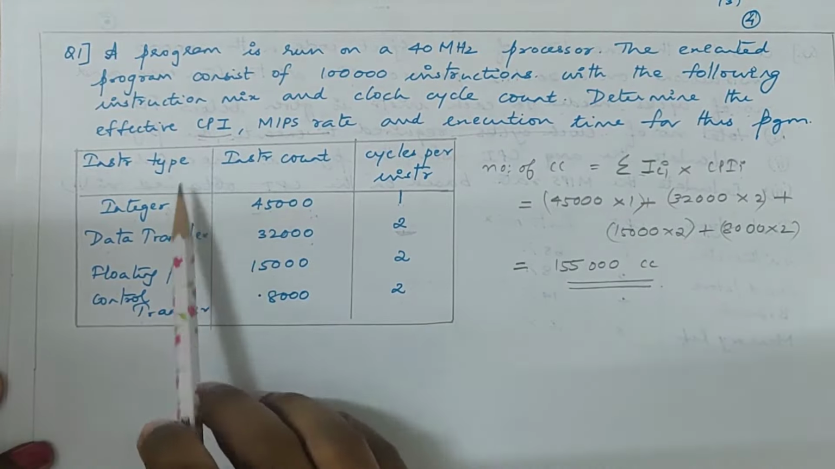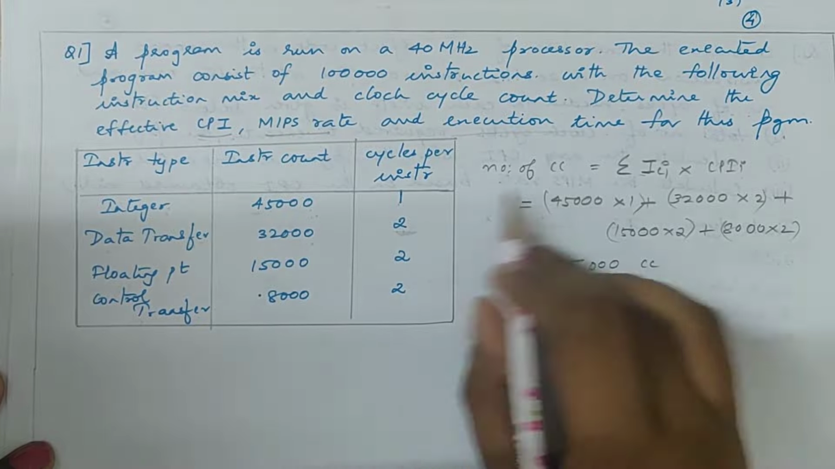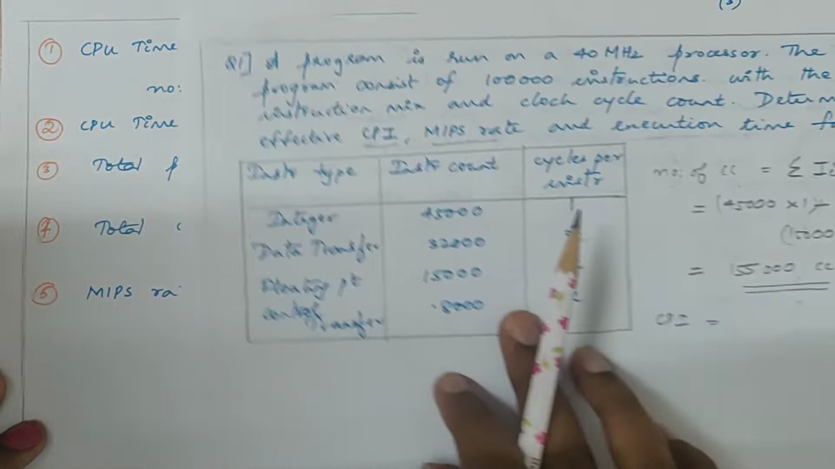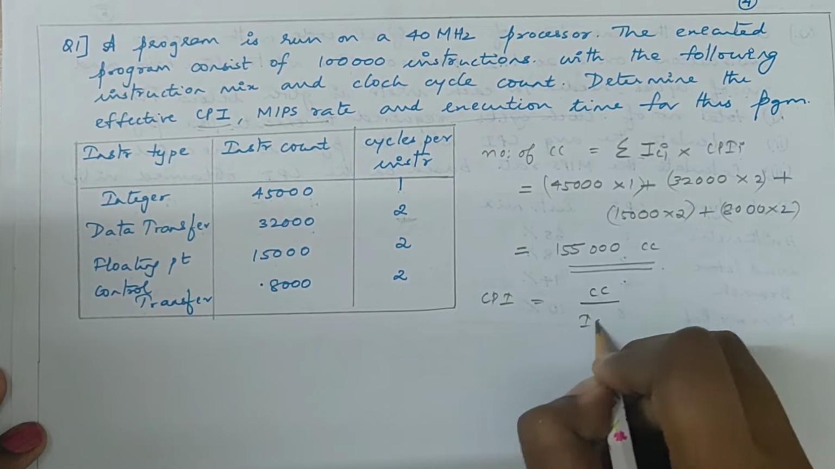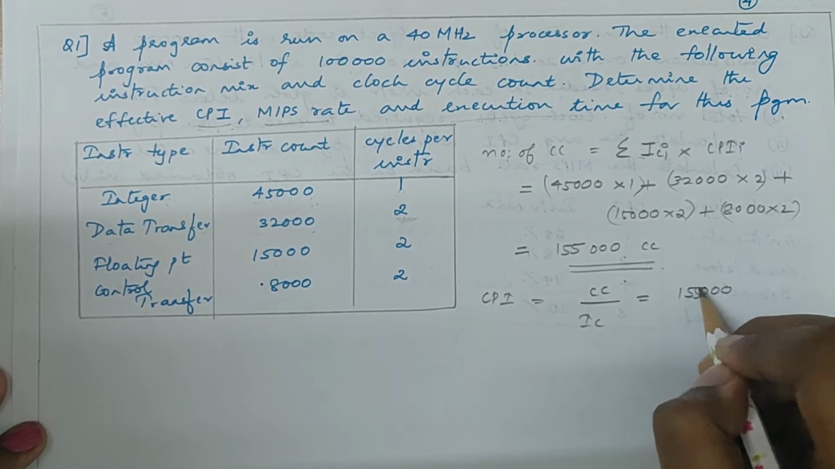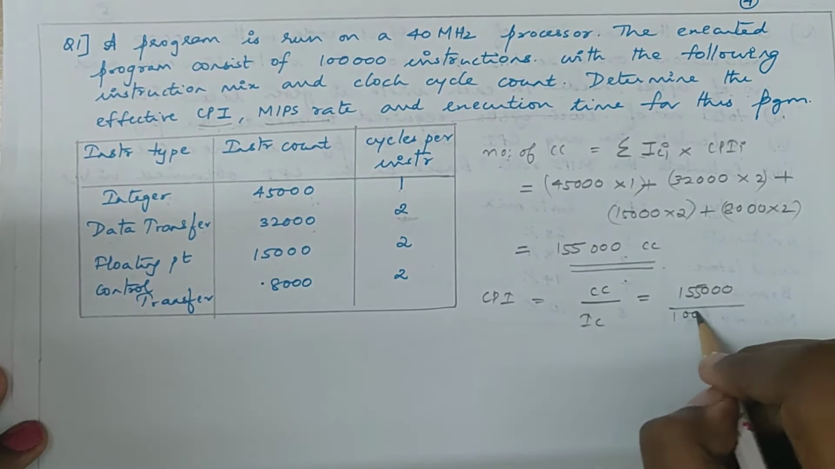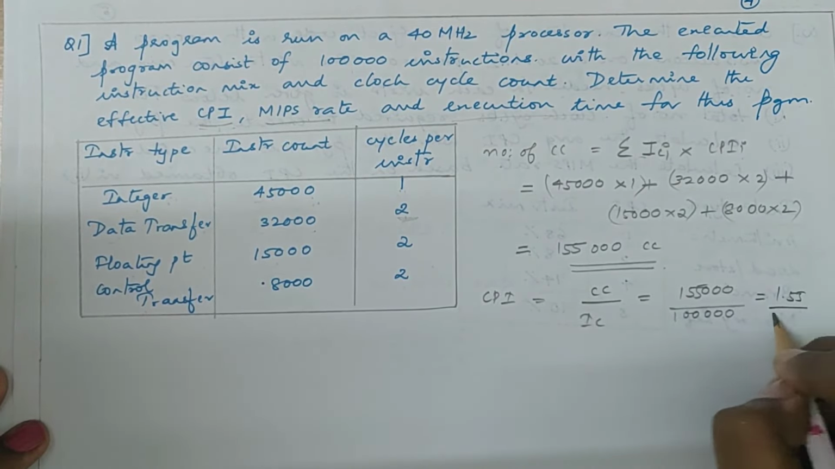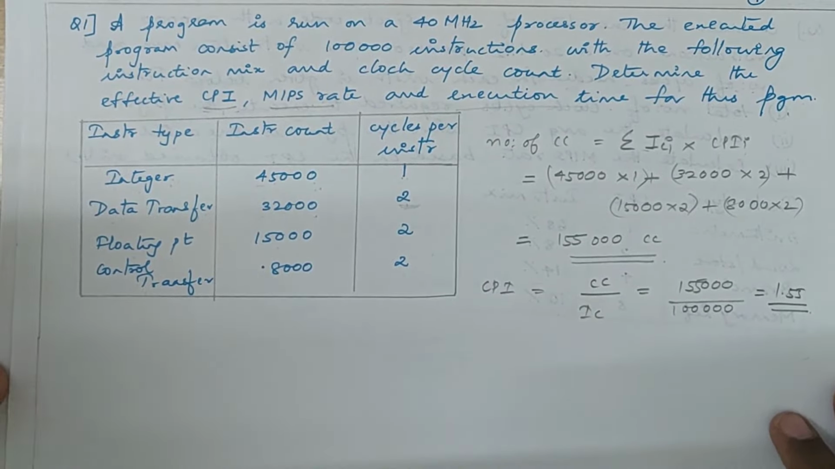Now you have to find out the effective CPI, the overall CPI. The overall CPI is the number of clock cycles divided by the instruction count. So the total number of clock cycles divided by instruction count will give you the CPI. Here if you substitute this value divided by the total number of instructions, which is given as 1 lakh, you will get it as 1.55. So this is the first value that they have asked: the effective CPI.